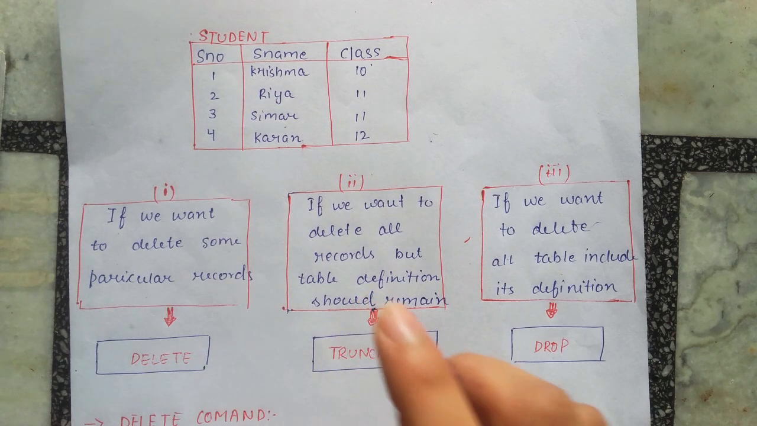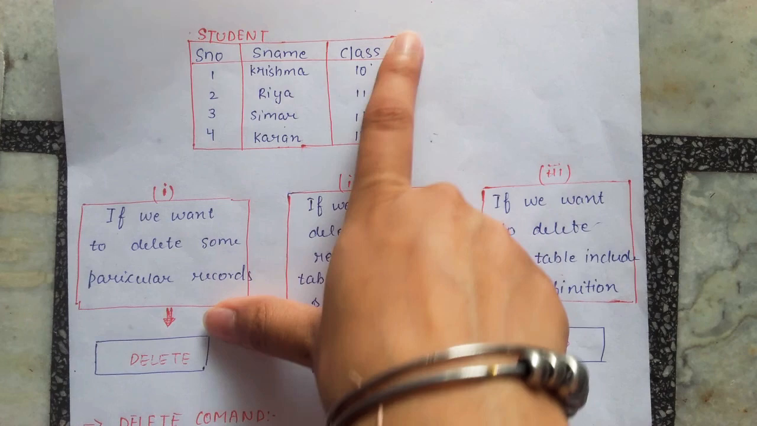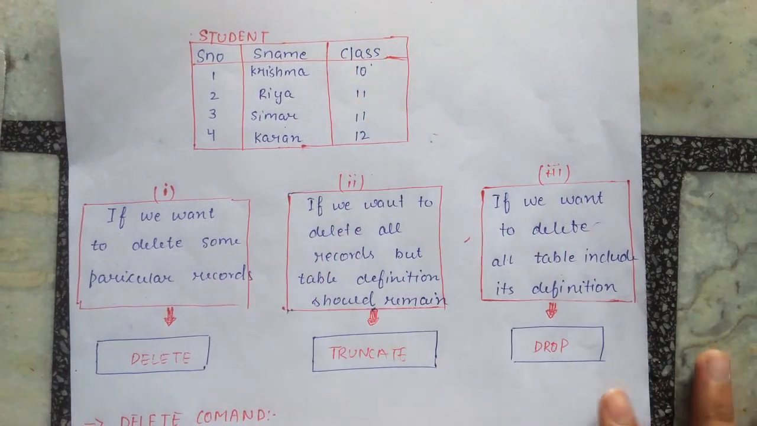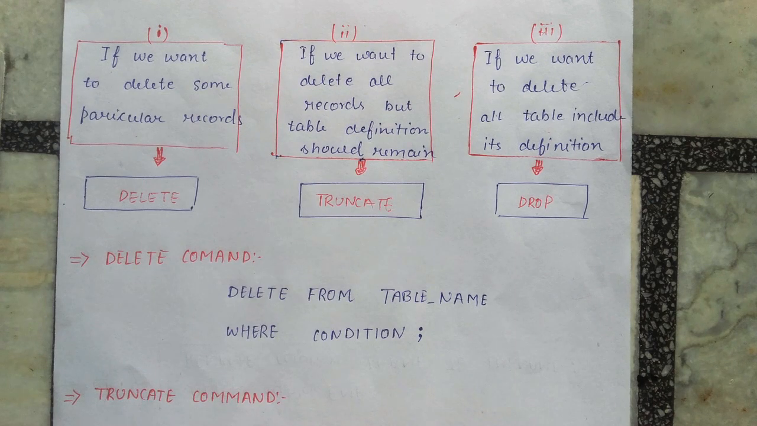Delete is used whenever we want to delete on the basis of some condition, truncate is used when we want to delete all the records from the table, and drop is used when we delete the entire table, including its definition, its name, everything. Now let's understand the syntax of these three.